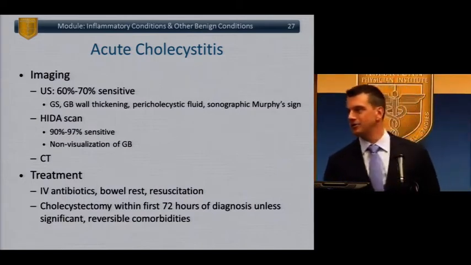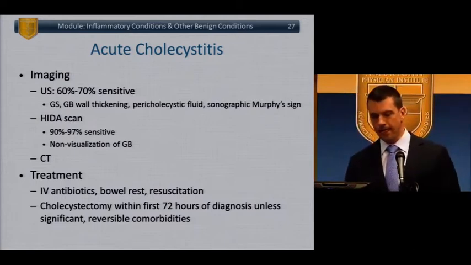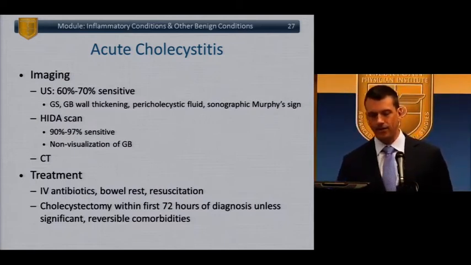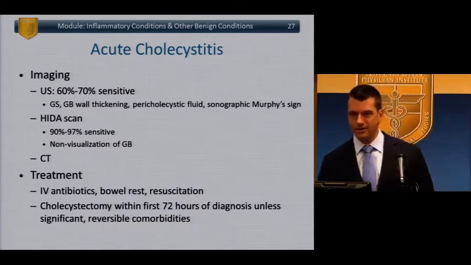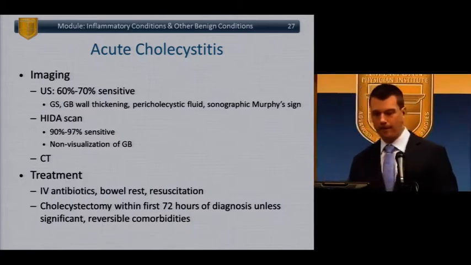CT, again, is also useful for diagnosis. Treatment is IV antibiotics, bowel rest, resuscitation, and then cholecystectomy within the first 72 hours of diagnosis, unless there are significant reversible comorbidities. Meaning if you've got some sort of heart disease or pulmonary disease that you can optimize and get better, these patients may be better served by getting the medical issues under control before taking out the gallbladder.